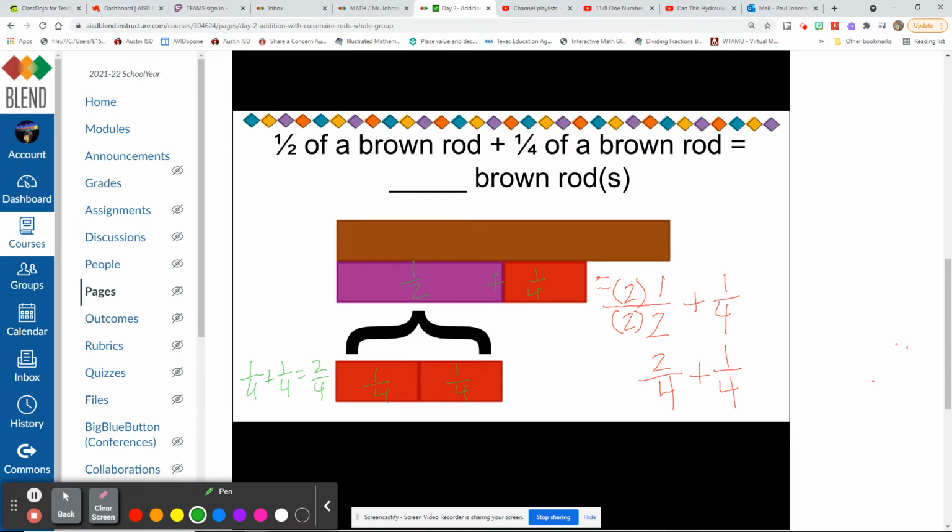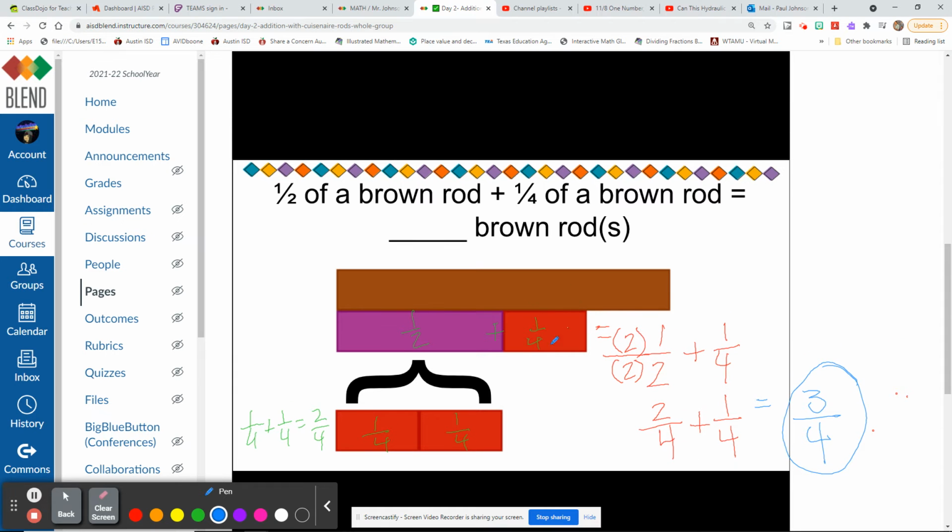Remember, we are not adding our denominators. We only add our numerator. Numerator is the top number, denominator is the number at the bottom. Denominator goes to the bottom. All right, and then let's finally answer this. So 2 plus 1 is equal to 3, and then we keep our denominator the same. So there we go. 2/4 plus 1/4 equals 3/4.